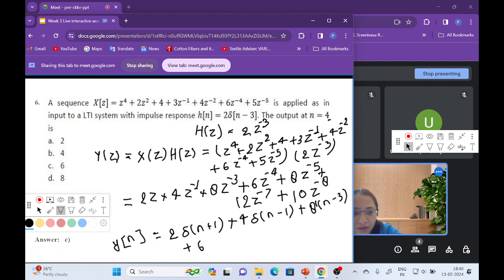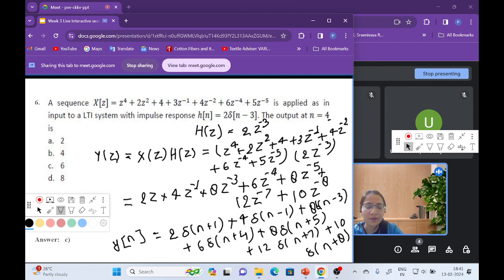Here del will be there. Del n plus 4, plus 8 del n plus 5, plus 12 del n plus 7, and plus 10 del n plus 8.